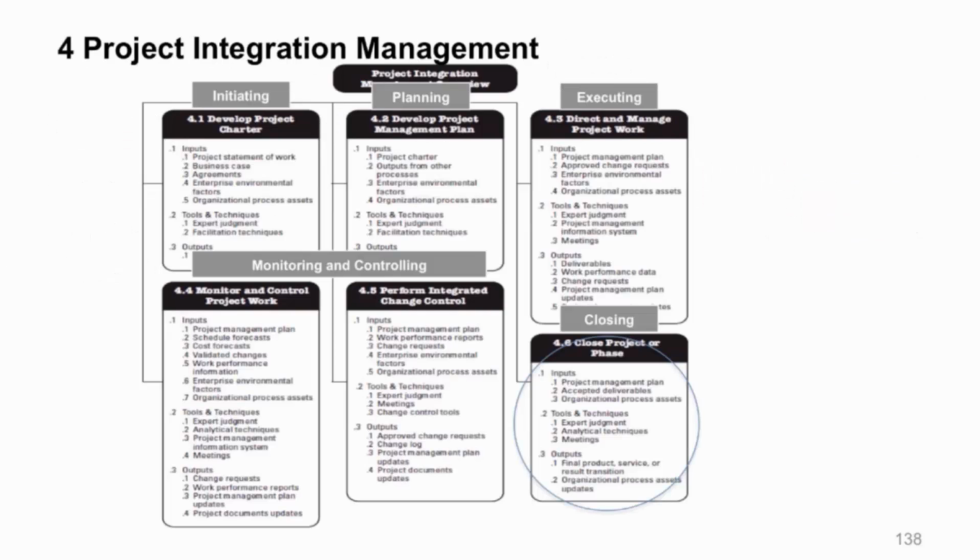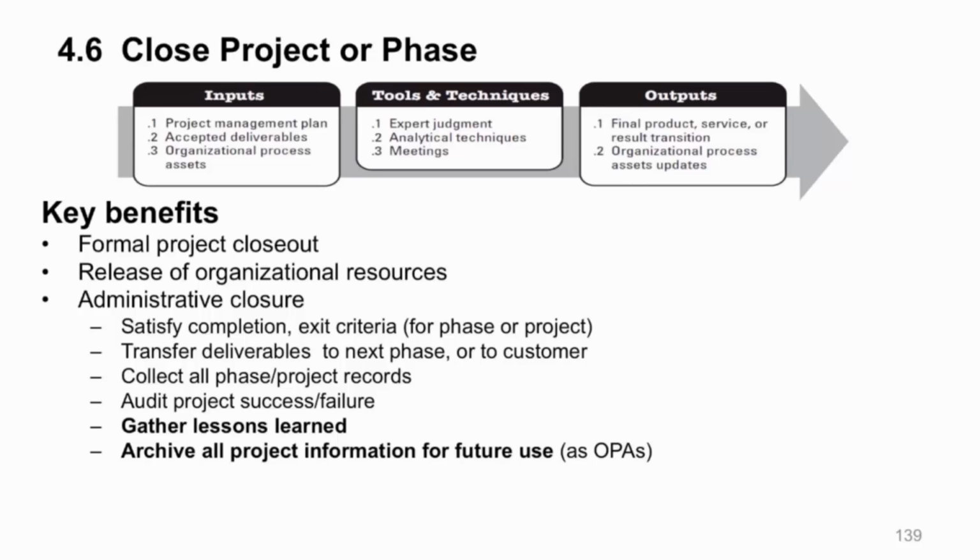Now, our last process within project integration management is Close Project or Phase, and here it is. The benefits of doing this: you have formal project closeout. You formally release all your human resources. You just don't say, oh, project's done, we're done, thanks for helping me, go see your boss. Well, no, there's a formal way of doing this. Most generally, if you have a work authorization system, you would put it in there and release your resources.